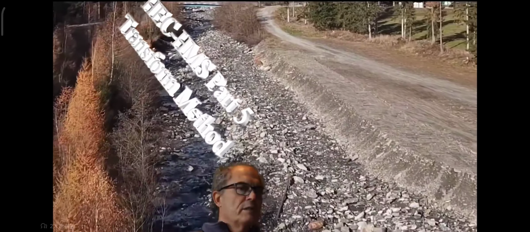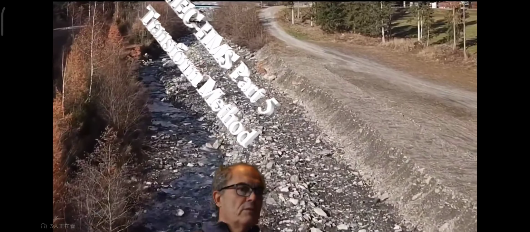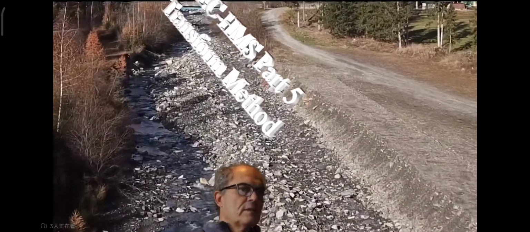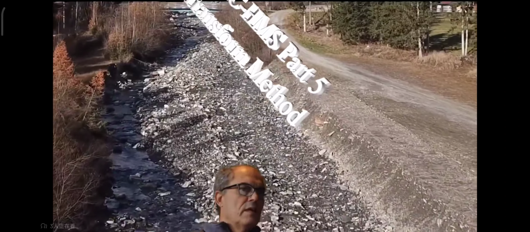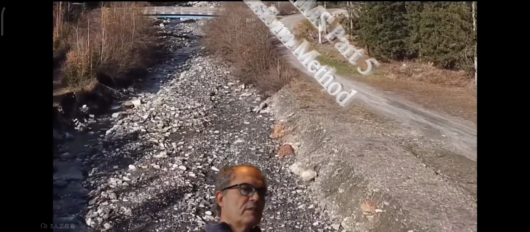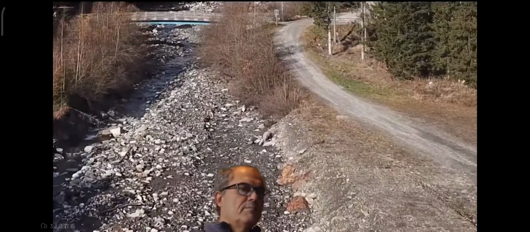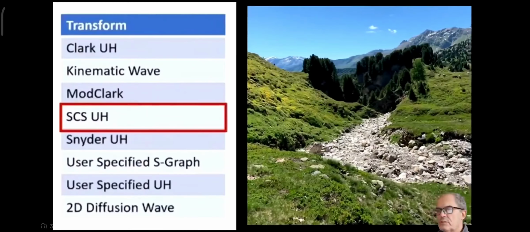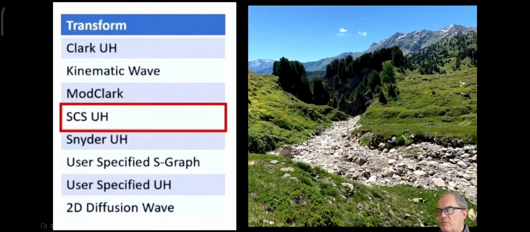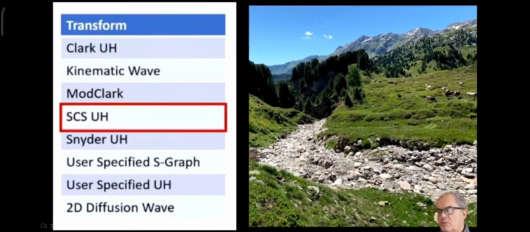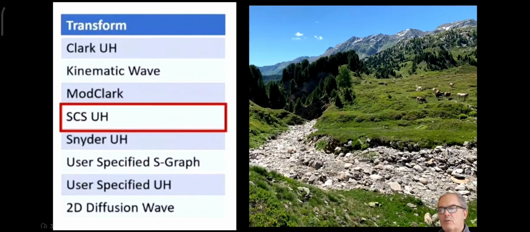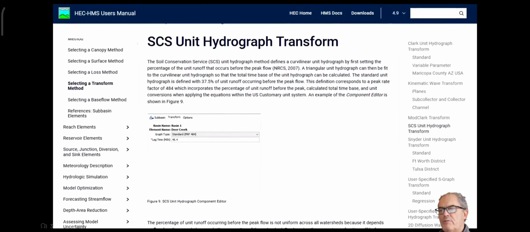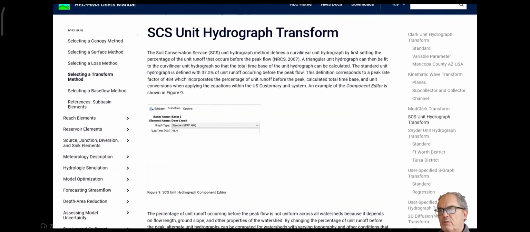Today we are going to speak about the transform method for the sub-basin. The transform method is the actual surface runoff calculation within a sub-basin. There are 9 different possibilities, all those transform methods based on different assumptions. In the theory, in the manual of HEC-HMS, you might find all the explanation of all the methods.